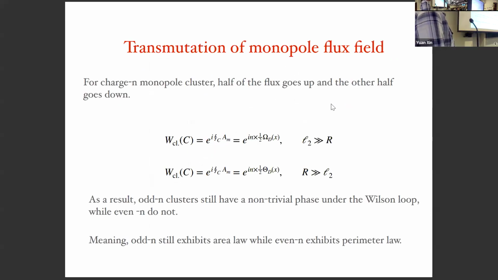What does this imply for the Wilson loop? So for the Wilson loop, if R is much less than L2, it is still the same relation between monopole and Wilson loop, this solid angle. But let's take, for example, a Wilson loop with charge n. If you are looking at a very large Wilson loop, then this theta here is an integer. So what happens is that for odd n, this phase factor becomes exponential i pi, non-trivial. But for even n, the phase factor becomes 2 pi, a multiple of 2 pi. So for odd n, you still get an area law at large distances, but for even n, you get a perimeter law. Okay.